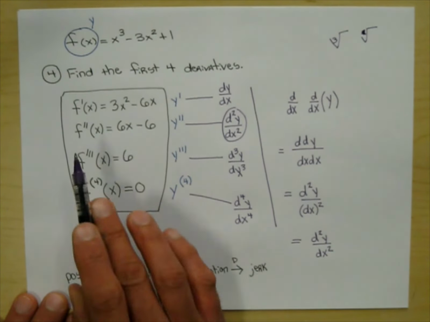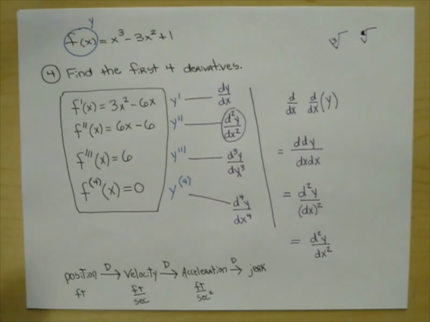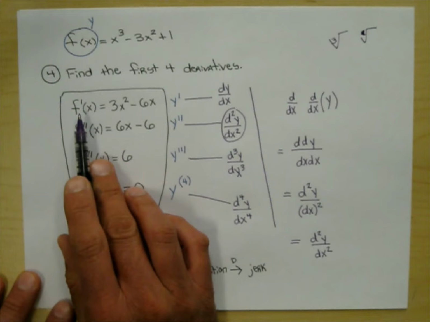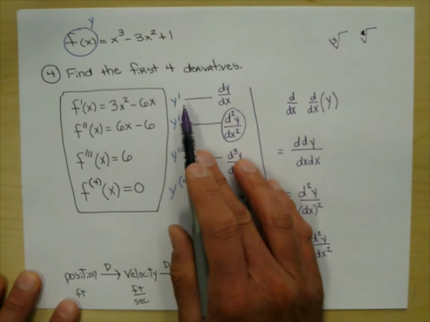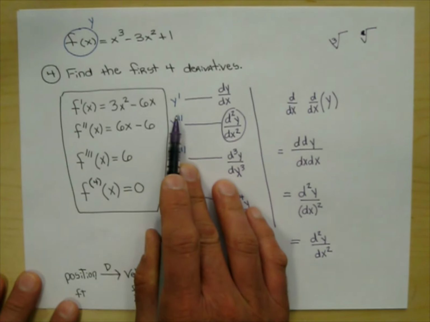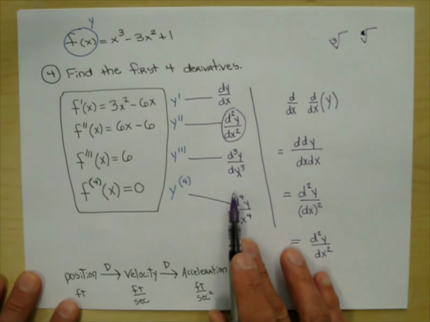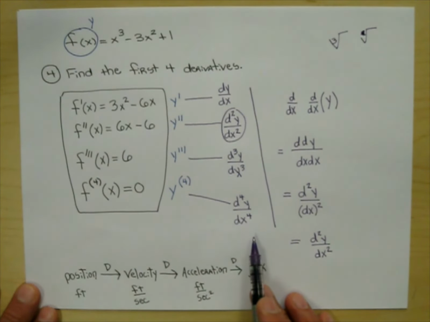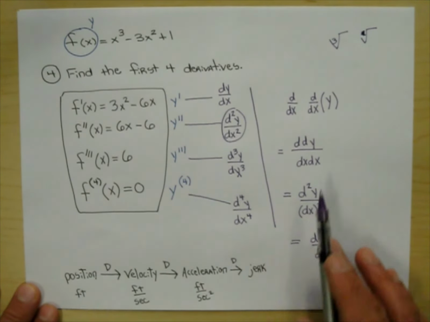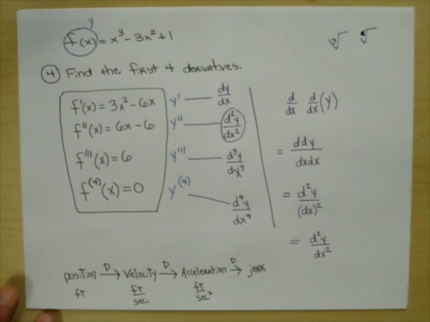Everybody's favorite notation really is usually the prime, double prime, triple prime, whether it's f or it's y. But you gotta know this if you're going to take more technical classes, because you may end up in a technical class where all they're using is the Leibniz notation. That's this notation right here.